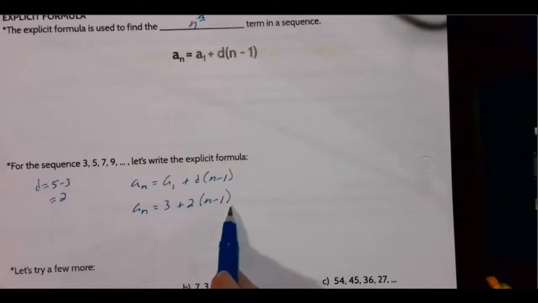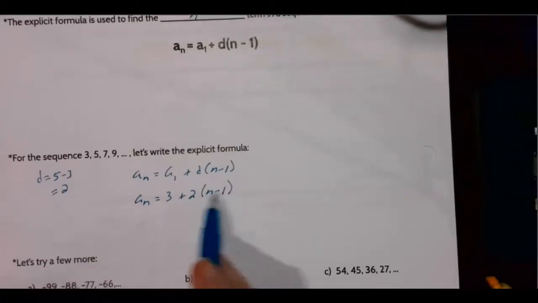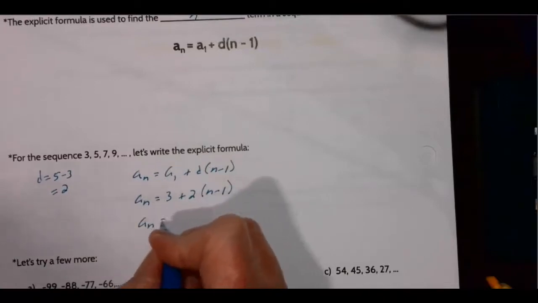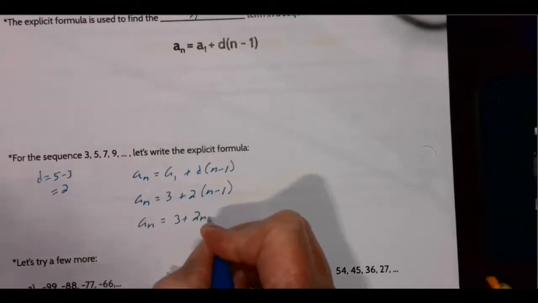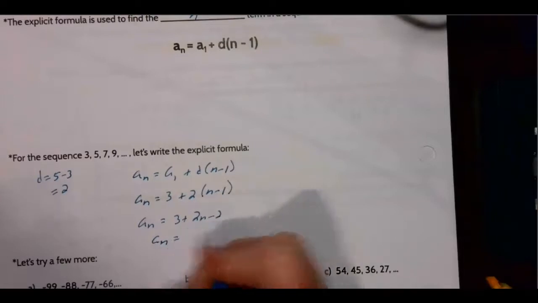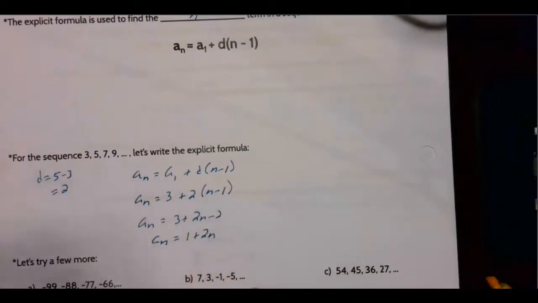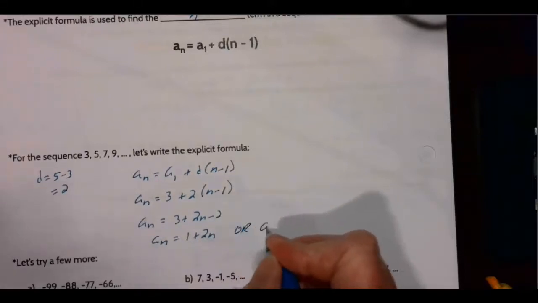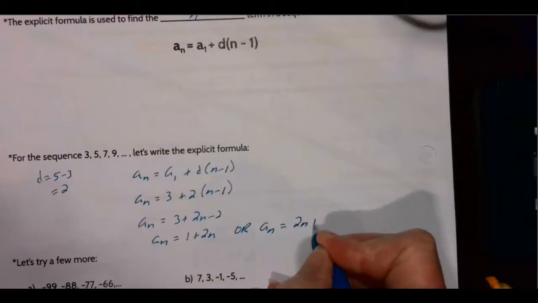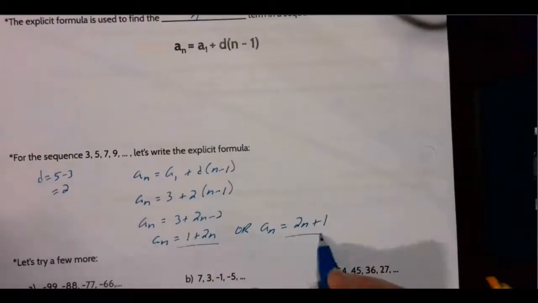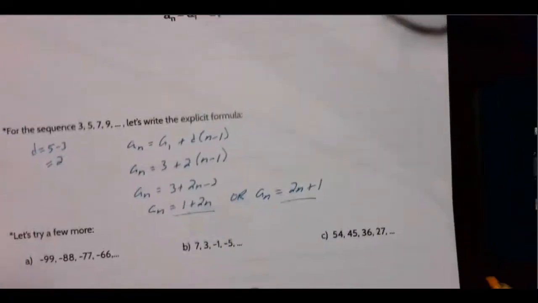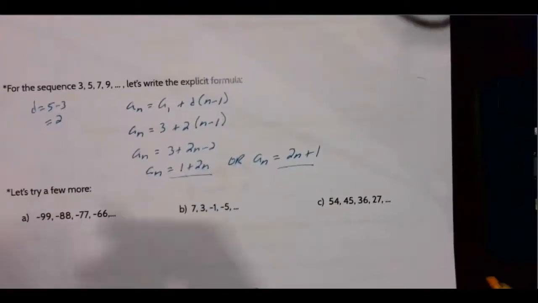This is the explicit form, but we usually multiply it out. So a sub n is equal to 3 plus 2n minus 2. So a sub n is equal to 1 plus 2n. Okay? And sometimes people also write a sub n is equal to 2n plus 1. It doesn't really matter which way it's written. Okay, let's try a couple. Oh, the same ones we just did.